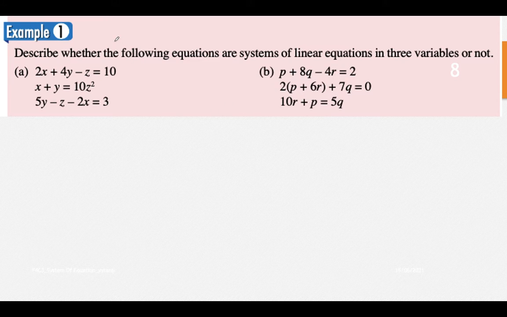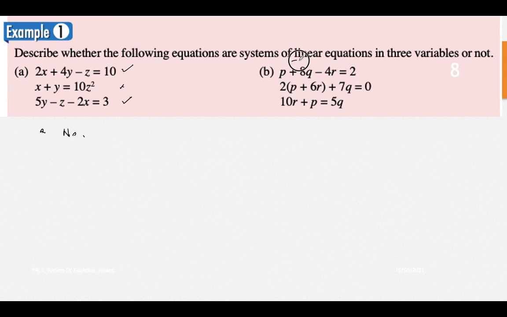Example 1, x and y and z, correct? Yes. But here, x, y, and z squared. Okay, so this is no. This is x, y, and z, yes. Okay, so total for A, no.